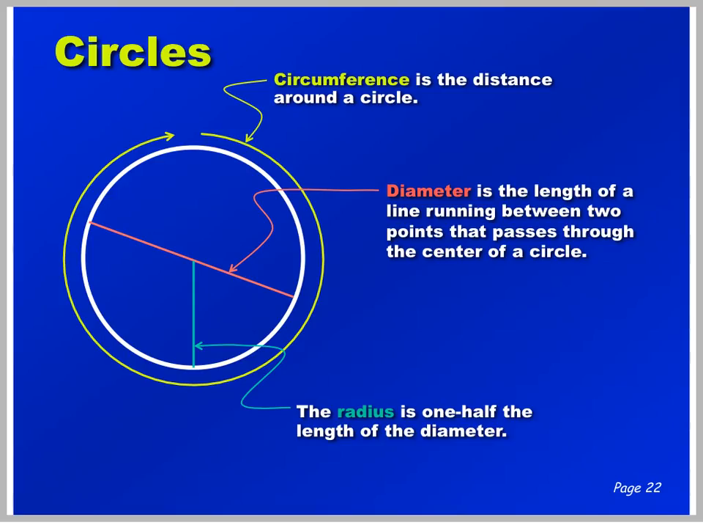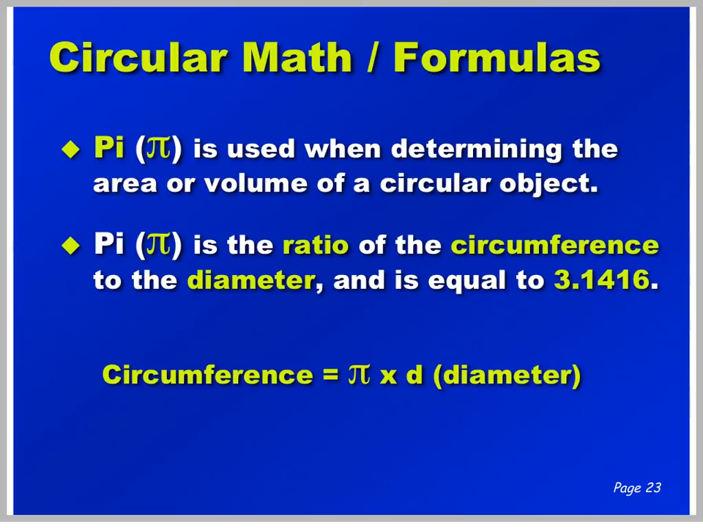Now let's talk about circles. First, you need to become familiar with the nomenclature of circles. We have the circumference, which is a line that goes all the way around the outside. We have the diameter, which is a line from one side to the other, crossing the midpoint. And then we have the radius, which is 1/2 the diameter. Once we are familiar with these references, pi is the magic number that makes the formulas work.